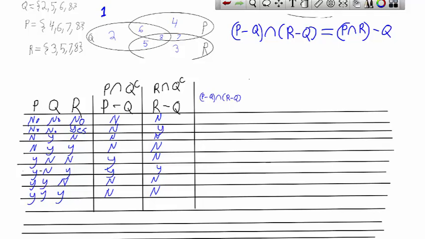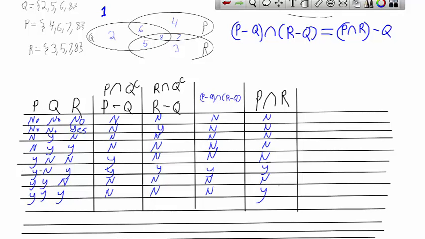So for this column right here, we're essentially ANDing the two columns we just created together. So that's going to be no, no, no, no, no, yes, no and no. Now let's calculate P intersection R. That is, when is an item a member of both P and R? So in our table, P and R have to be yes. No, no, no, no, no, yes.